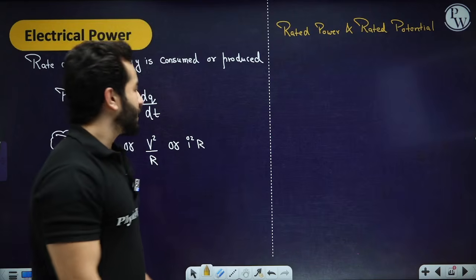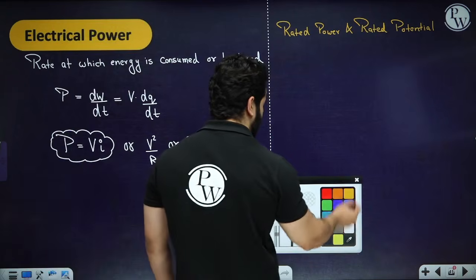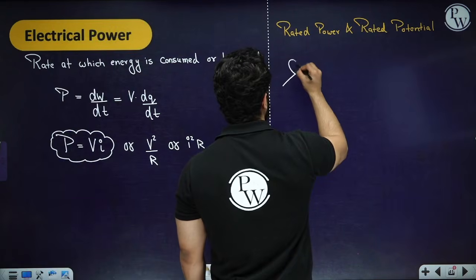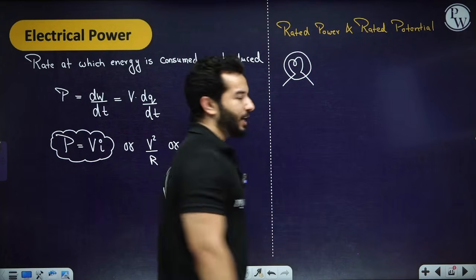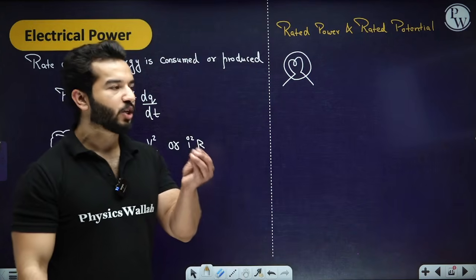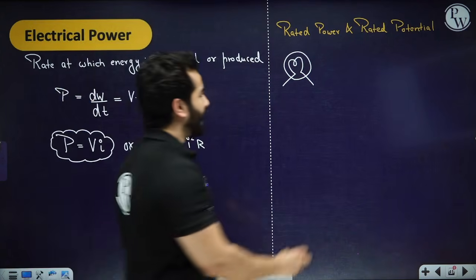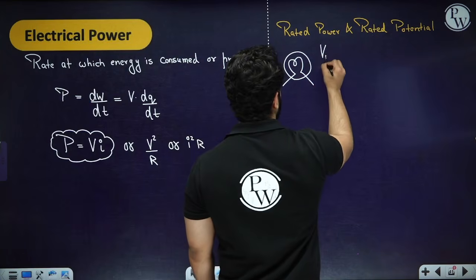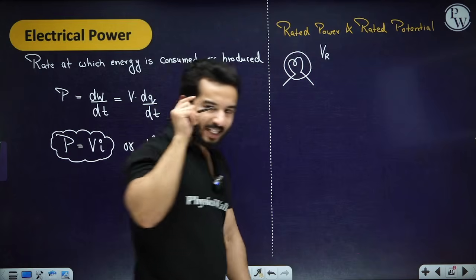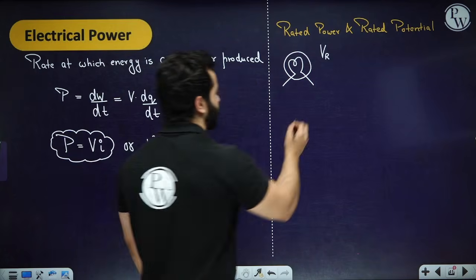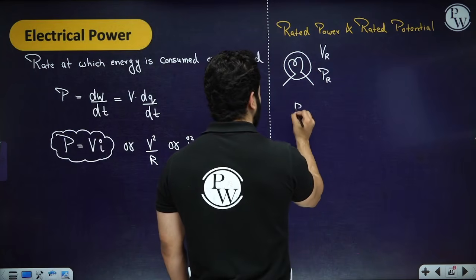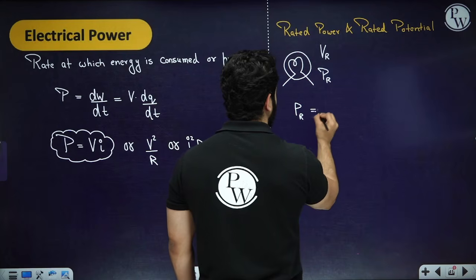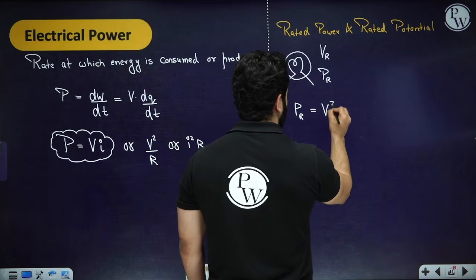Rated power and rated potential basically means that if you have got a bulb being manufactured at an industry, it is manufactured to work at a certain potential. That potential is known as rated potential. And the power that it will consume at this potential is known as rated power. So using these two pieces of information, you can find out the value of resistance.